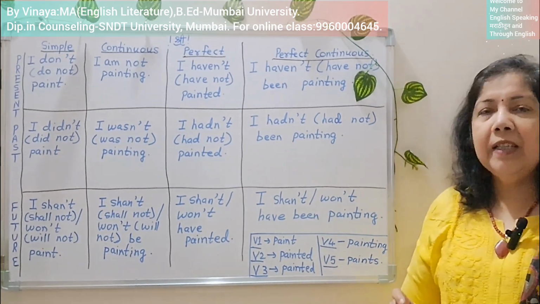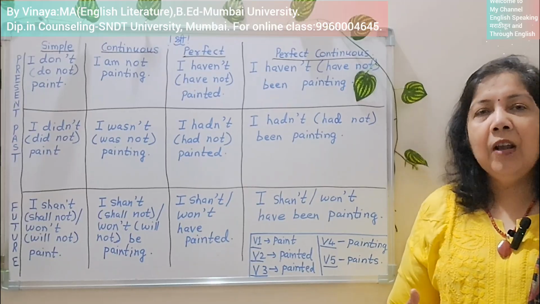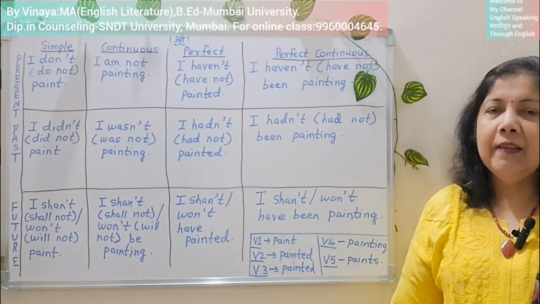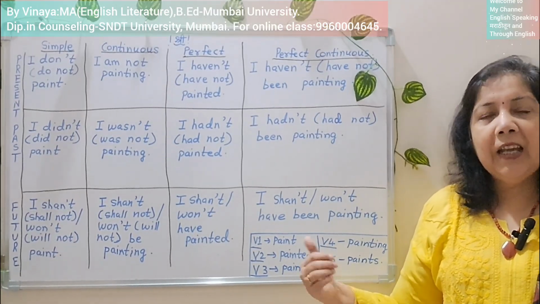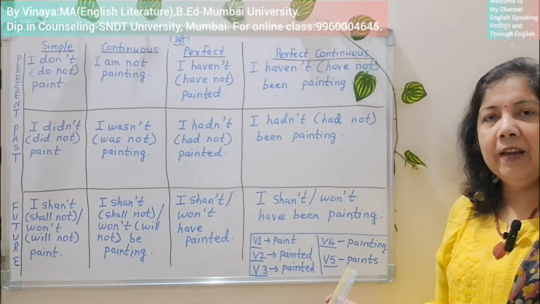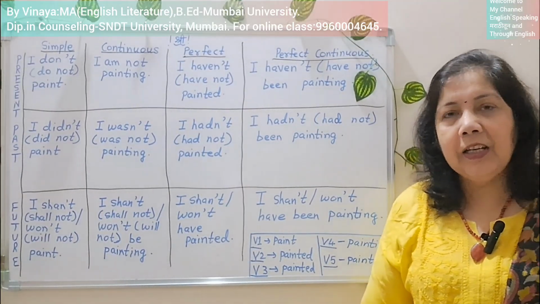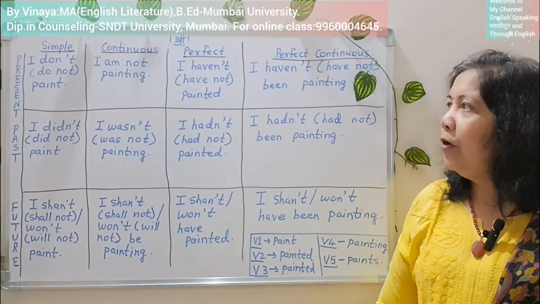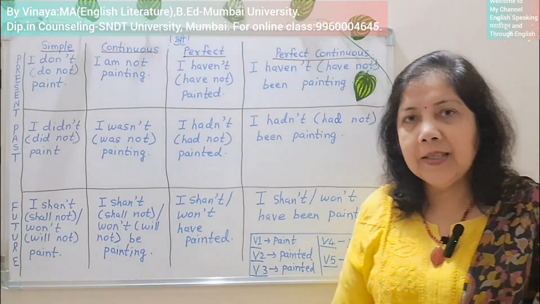Here V5 is used only in assertive or affirmative sentences, not in negative sentences. So in negative sentences we will not be using this form. V5 we don't use in negative sentences. So let us see now all the negative sentences with each tense.